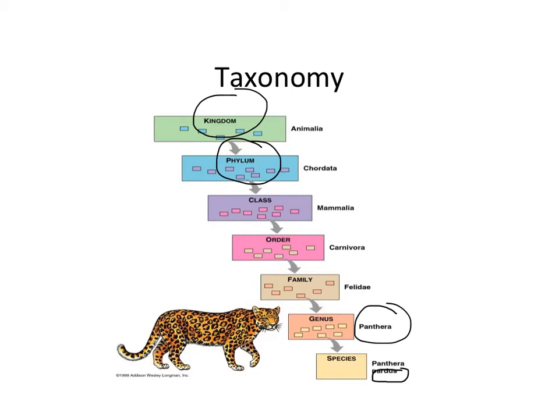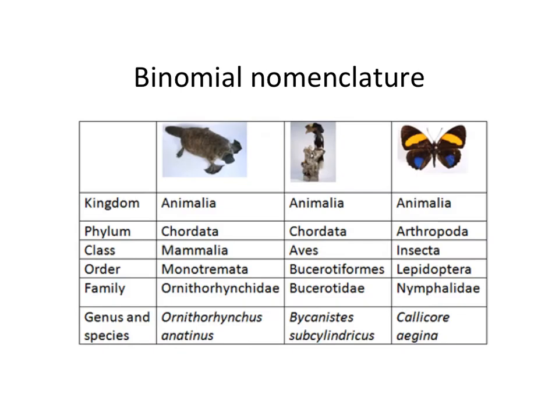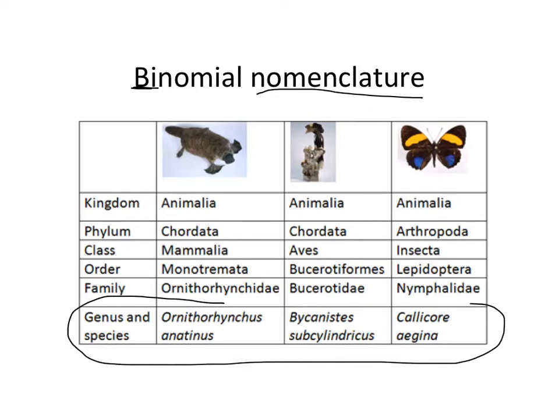And that's where the binomial nomenclature comes in. So here we have a chart. It's labeled binomial nomenclature, and I'll explain where that actually is. Binomial nomenclature just means a two-part naming system. So bi meaning two, and nomenclature meaning name. So two-part naming system. And the binomial nomenclature is really down here at the bottom of the chart.